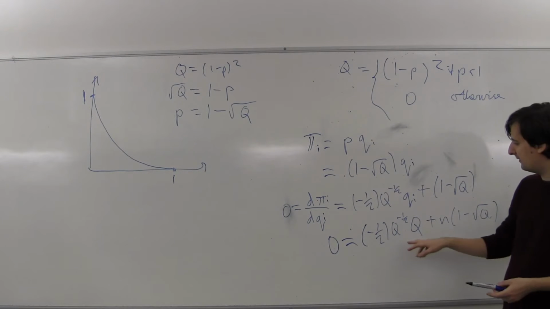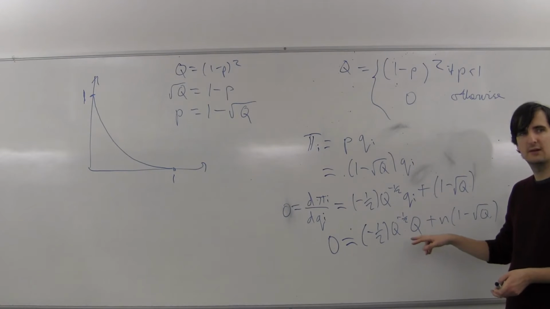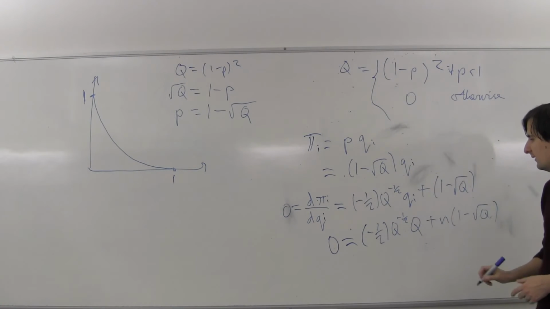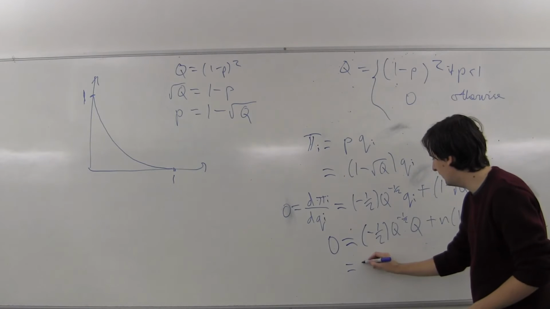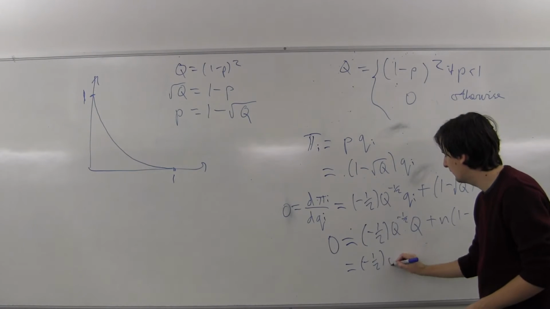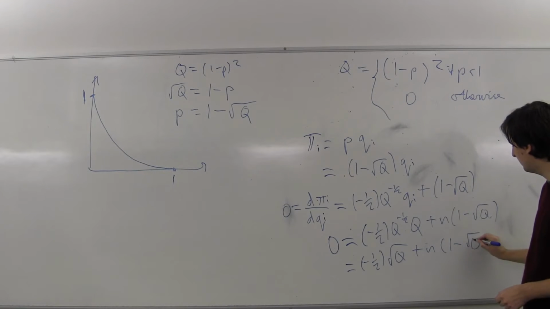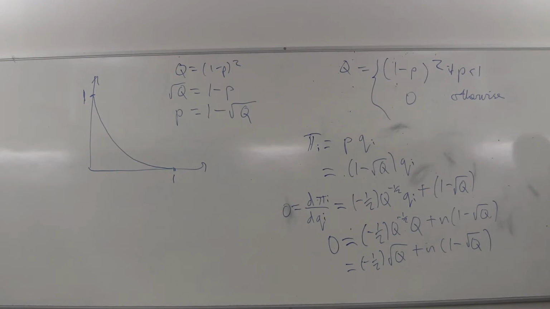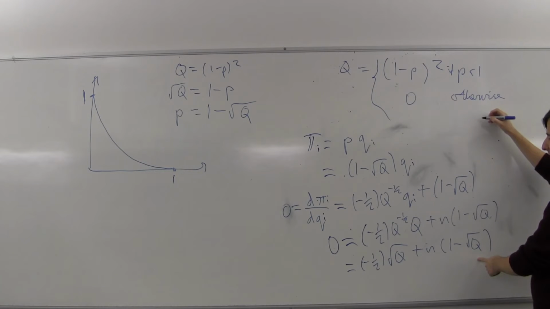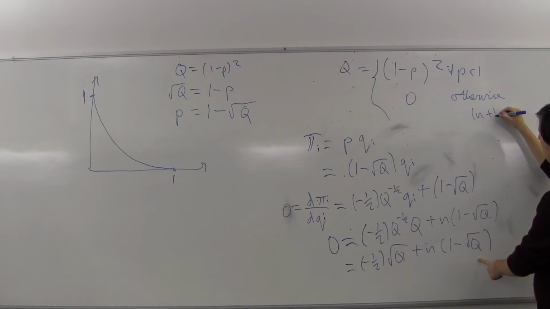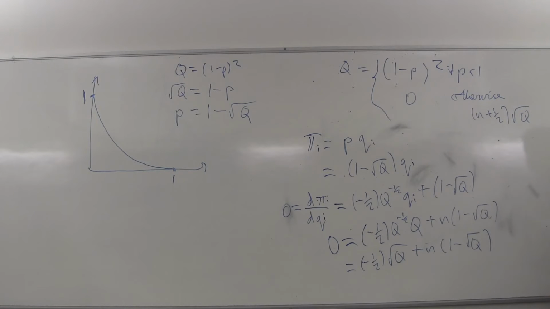Okay, and then we can simplify this a bit. So we've got q to minus a half times q. This is just square root q. So this is minus a half times square root q plus n times 1 minus square root q. So in total we've got minus a half square root q minus n square root q. So in total we've got n plus a half times square root q is equal to n.